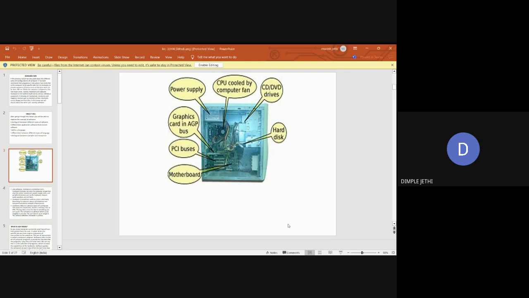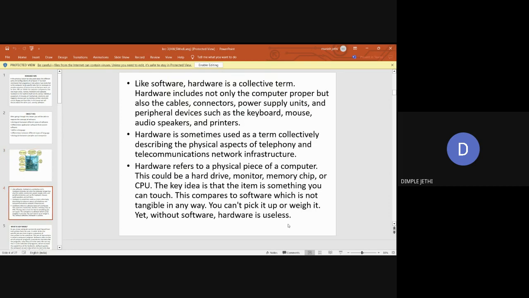So here I was just showing that everything, the CD drives, the buses, the hard disk, the fan, the graphic card, power supply, SMPS is also there, which is used for power supply. So everything comes under hardware.